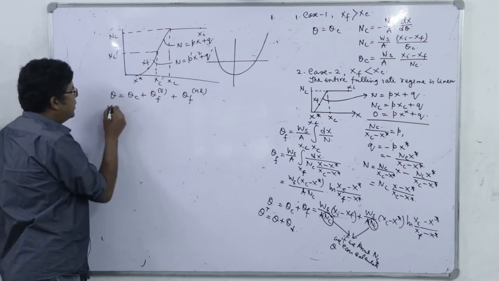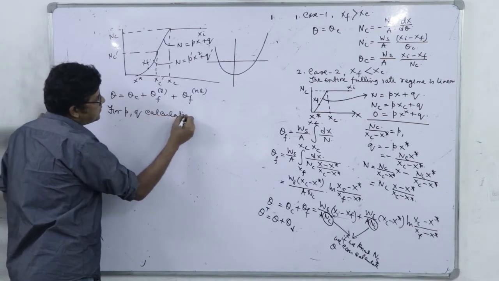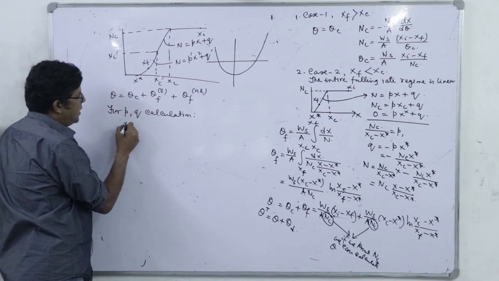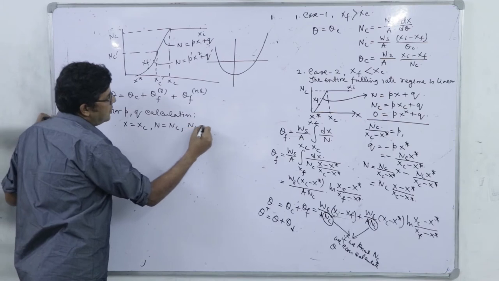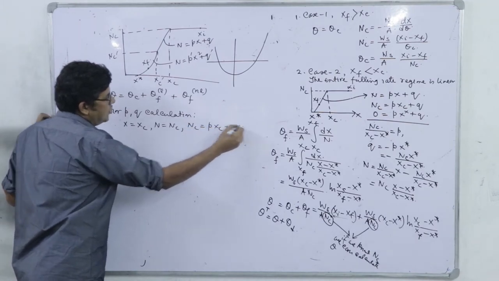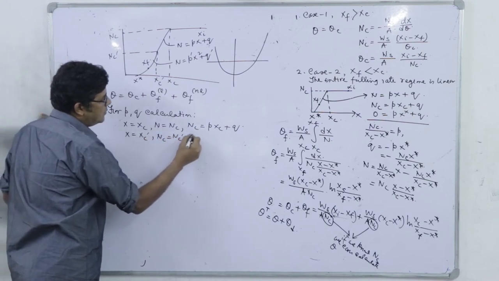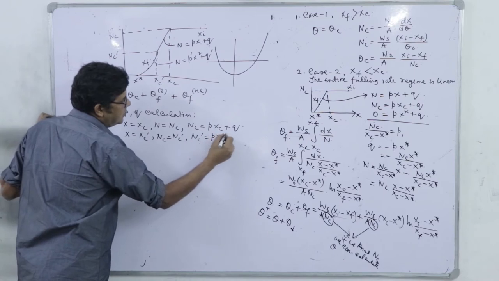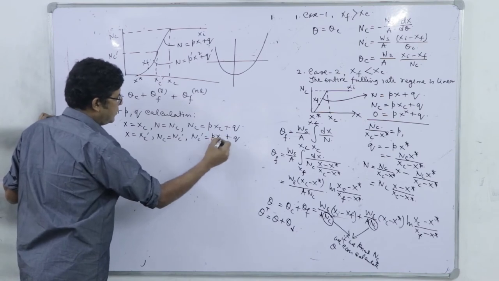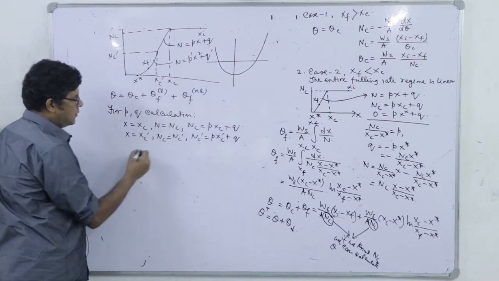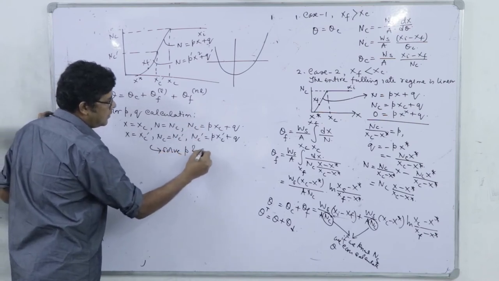See, for p, q calculation, what you can use? At x is equal to xc, n is equal to nc. So, nc is equal to p xc plus q. At x is equal to xc prime, n is equal to nc prime. So, it is nc prime is equal to p xc prime plus q. So, solve from the two equations, you can solve p and q.